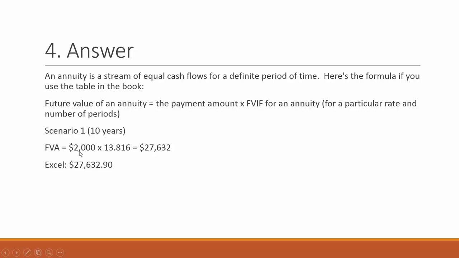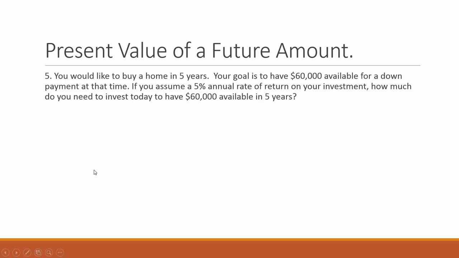So that $2,000 that is deposited each year for 10 years grows to $27,632 by the end of the 10th year. Again, if you do it in Excel, you'll be off by 90 cents or something like that. It's still correct. In fact, Excel is more precise.